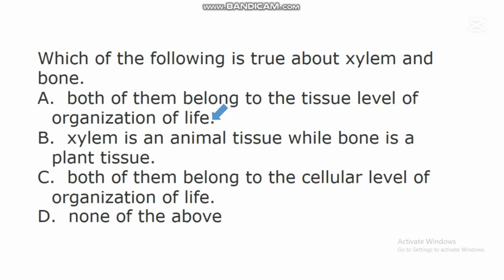Both of them belong to the tissue level of organization of life. Xylem is a tissue found in plants and bone is a tissue found in animals. So these xylem and bone are tissues, and because of that, they belong to the tissue level of organization of life.